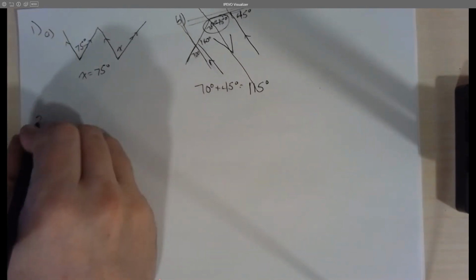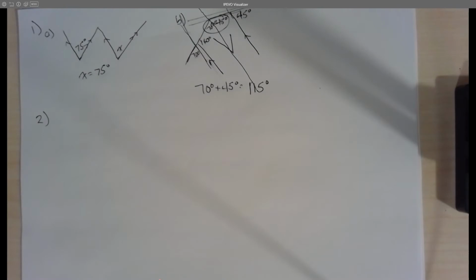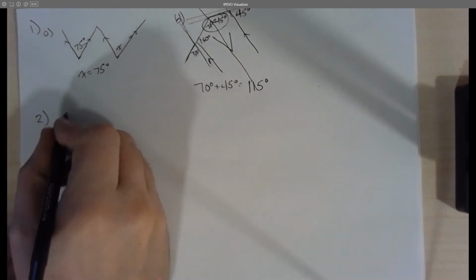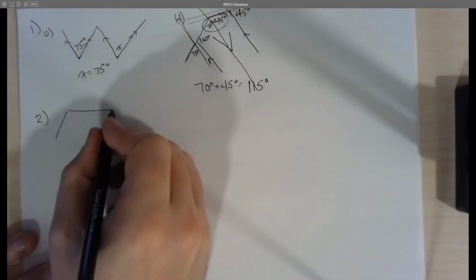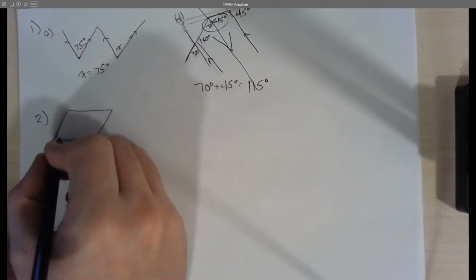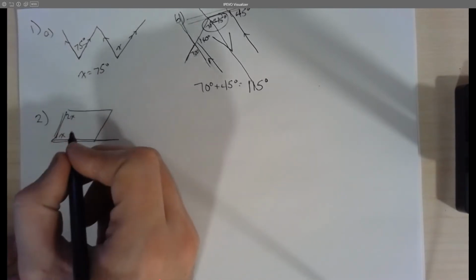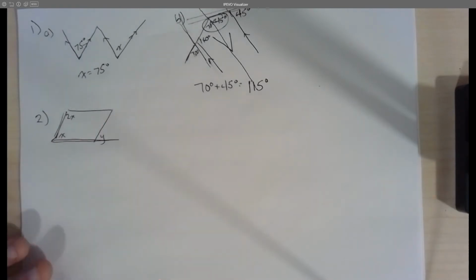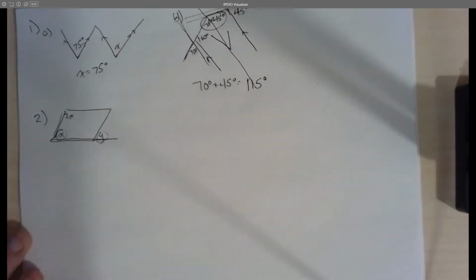Question 2 asks us, in each of the following figures, ABE is a straight line. Find the value of x and the value for y. Okay, so in this one here, we have a parallelogram again, but our line continues past. We know that this is x, this is 2x, and this is y. So in this particular example, the one thing that's nice is that because this is a parallelogram, we know that our x and our y actually have to be the same.